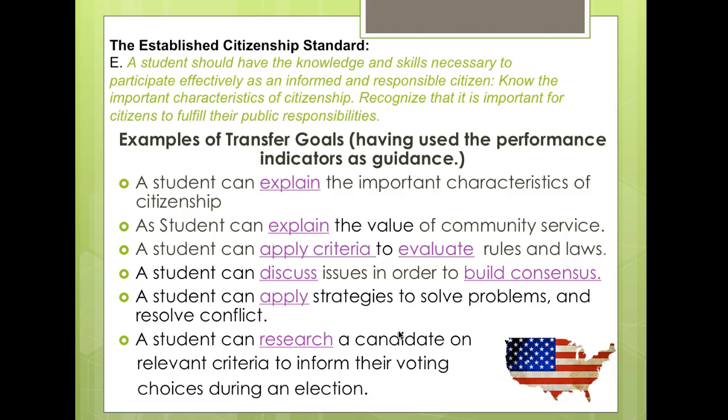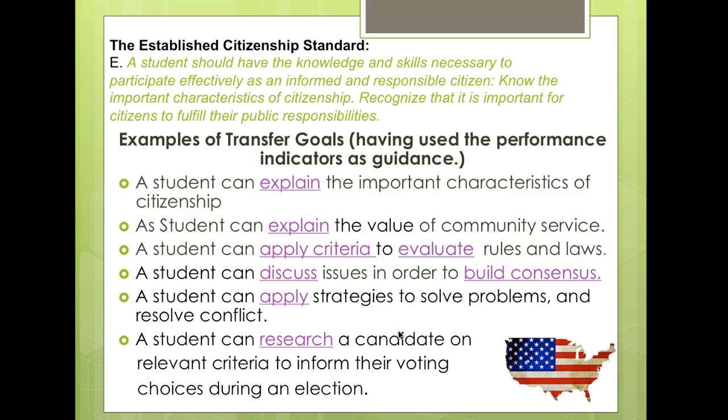A student can explain the value of community service and maybe will participate in community service activities. That can be a more specific goal. A student can apply criteria to evaluate rules and laws. So you have certain criteria you're going to give them, and using these criteria, they're going to evaluate the rules and laws, so this is specific enough that you can make measurable objectives with it.